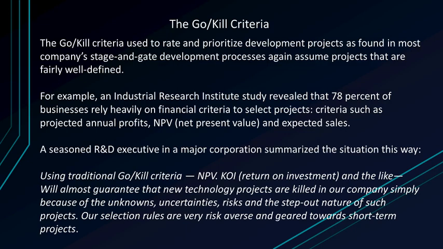Now here we have the go-kill criteria, which is used to rate and prioritise development projects as found in most companies' stage and gate development processes. Again, assume projects that are fairly well defined. For example, an Industrial Research Institute study revealed that 78% of businesses rely heavily on financial criteria to select projects. Criteria such as projected annual profits, NPV, net present value, and expected sales.